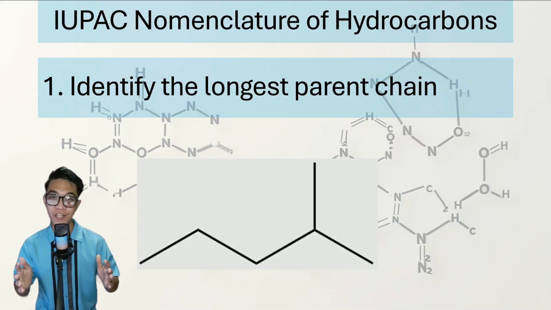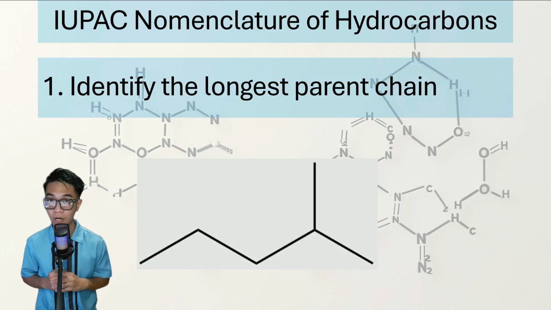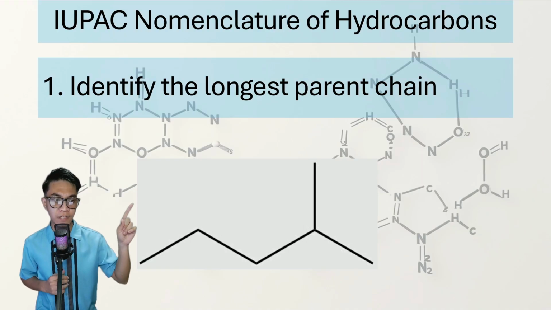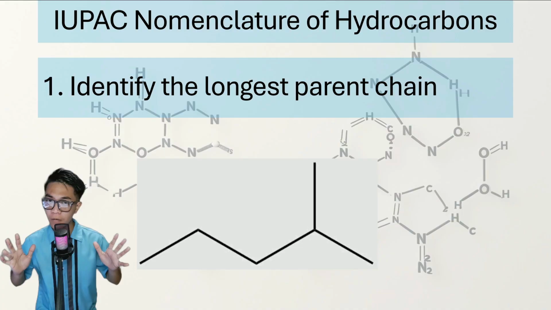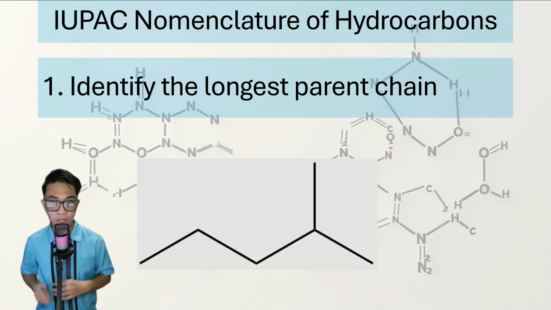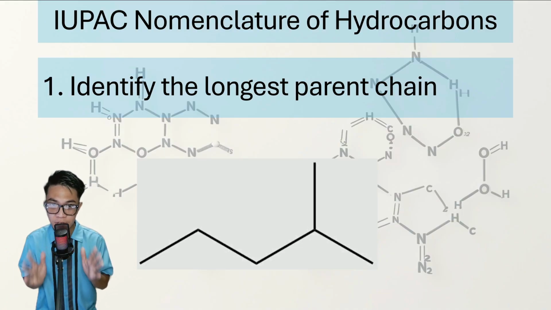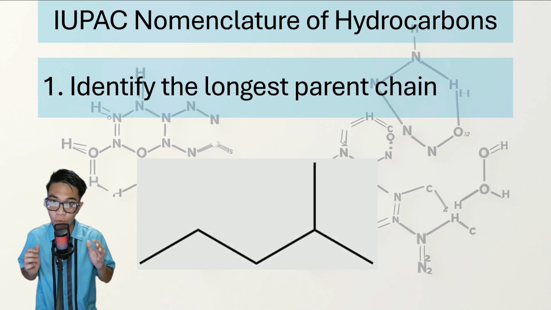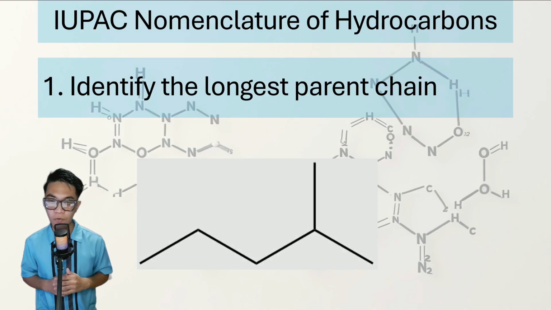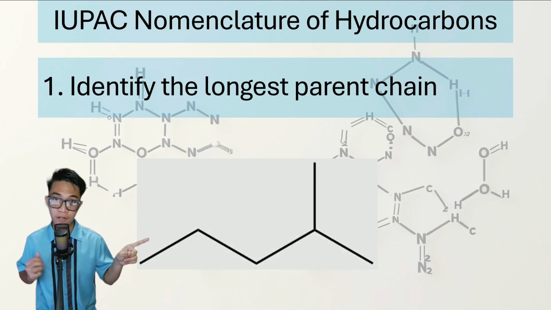To start with our discussion, we have a series of steps or instructions to follow so that we will arrive at the correct IUPAC nomenclature for our hydrocarbons. And for the first step, we should identify the longest parent chain. So in this crucial first step, hydrocarbons can have extensive branches or substituents, but we just have to simply count the number of carbons present in a specific hydrocarbon and ensure that it is the longest possible chain that we can have. So I have here an example of a hydrocarbon in its skeletal formula.